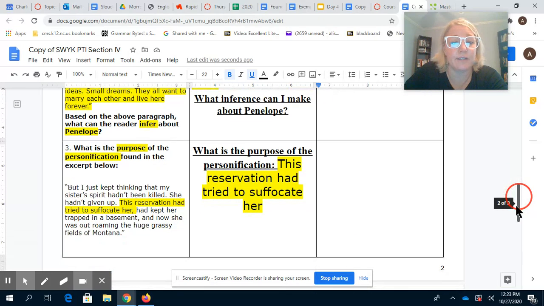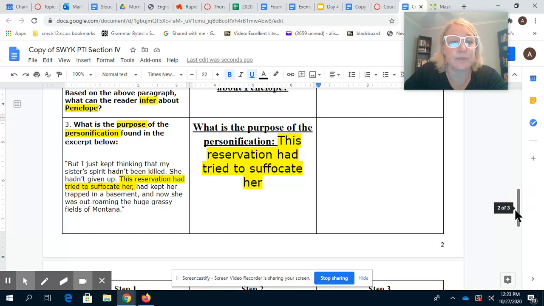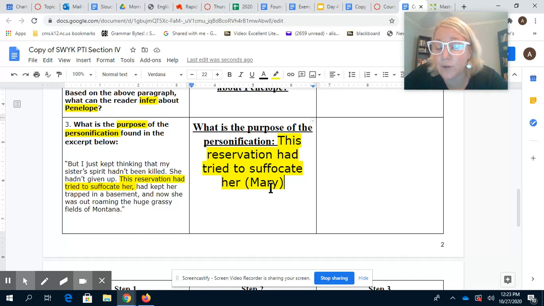All right. Now, number 3. What is the purpose of the personification? And the personification was, I listed it right here, the reservation had tried to suffocate her. And her is, I should have written this down before, Mary. So the reservation tried to kill her, like literally put its hands around her neck. That's why it's personification, because reservations don't have hands, and tried to kill Mary.